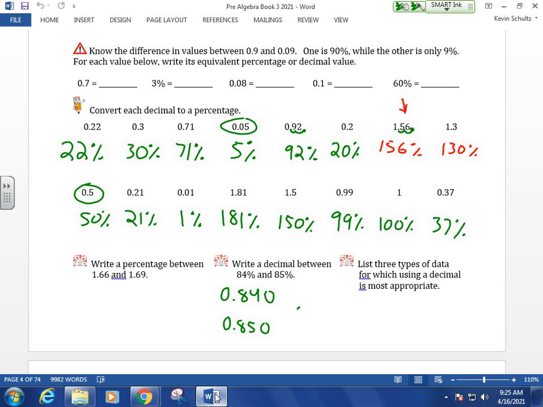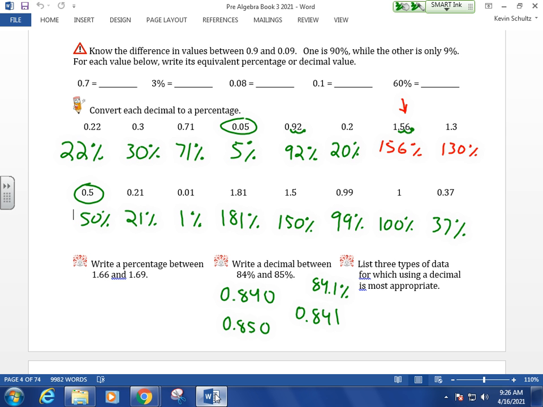0.841, which as a percentage would be 84.1%, which is between 84% and 85%. You could also have 0.842, 0.843, 0.844, 0.845, etc. But that's kind of how you would attack that one there.